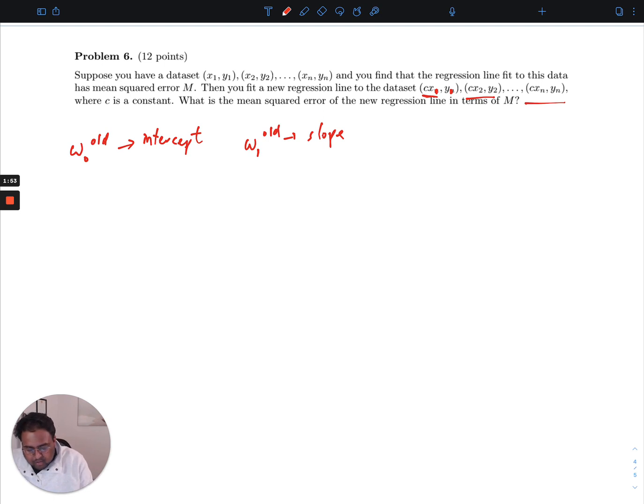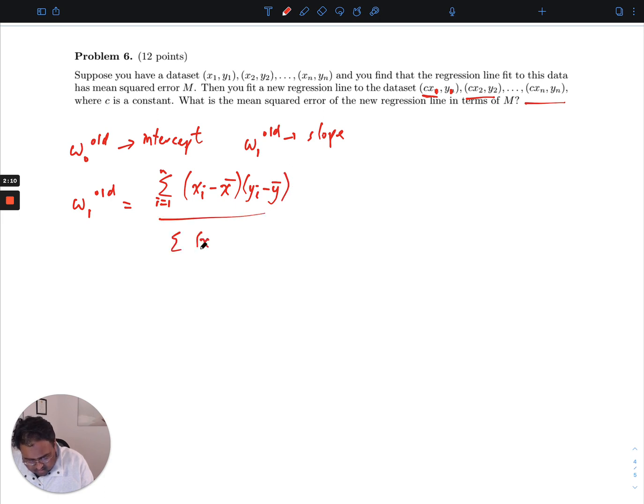Now, for the slope, there were two forms of it. One involved the correlation coefficient r. The other was a more computational form, but they're both equivalent. I'll look at the more computational one right now. It looks something like this. And the intercept was the mean of the y's minus the slope times the mean of the x's.